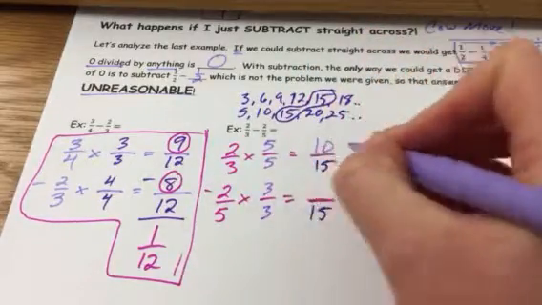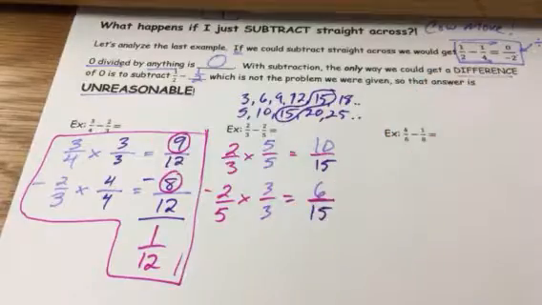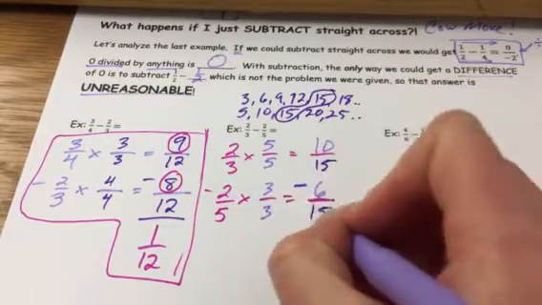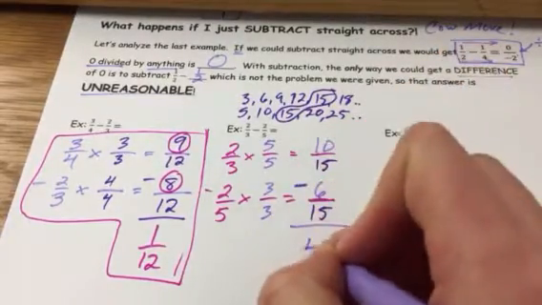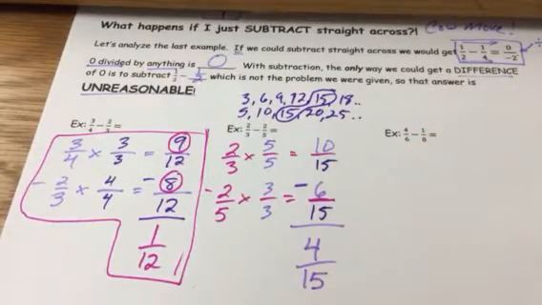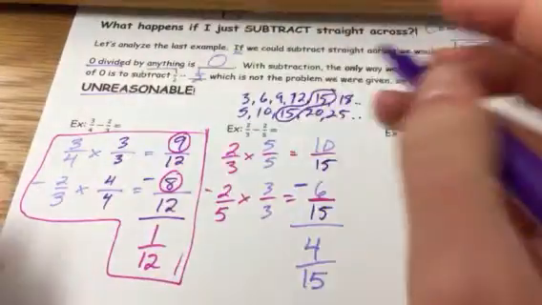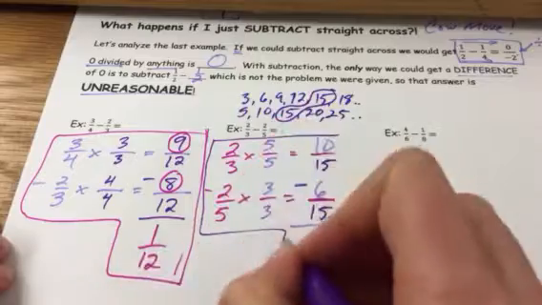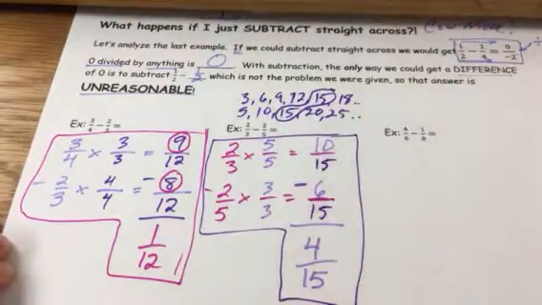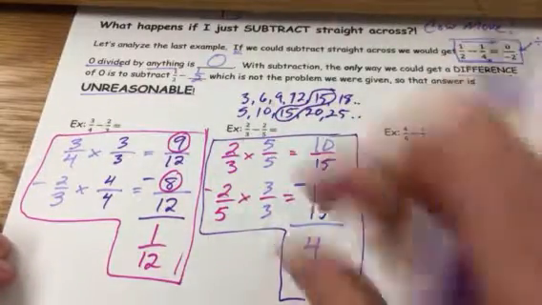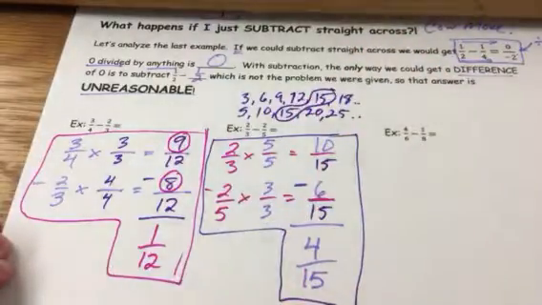2 times 5 is 10. 2 times 3 is 6. We are subtracting this time. 10 minus 6 is 4, and my denominator stays the same. And again, I've got a nice fraction flag going on. My work is nice, neat, and organized. I work to the side, and then I work straight down.